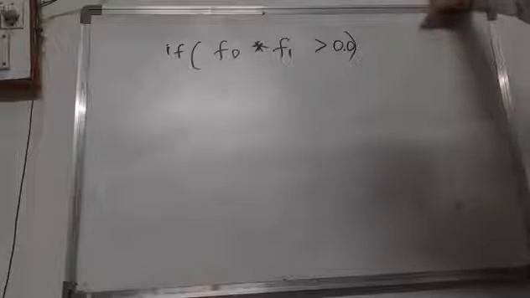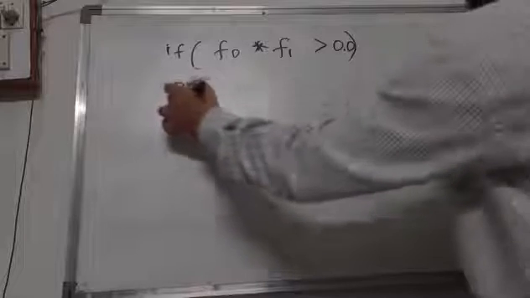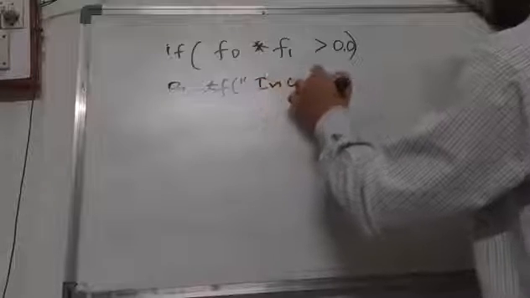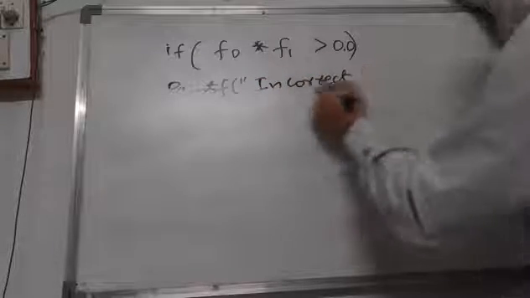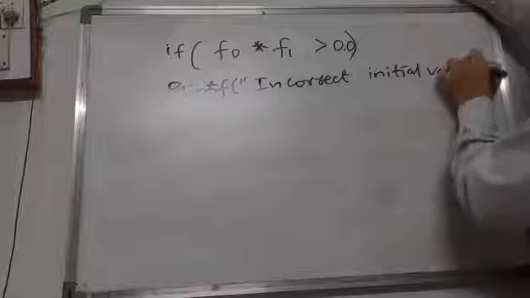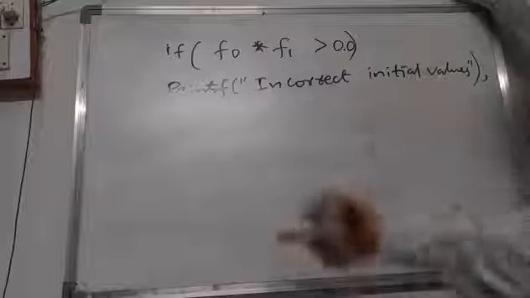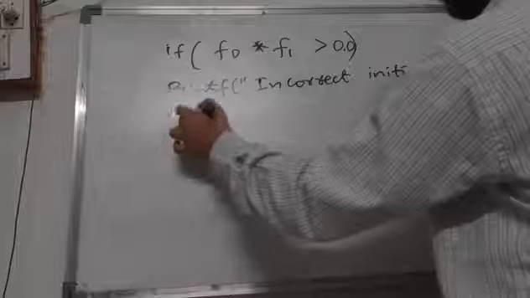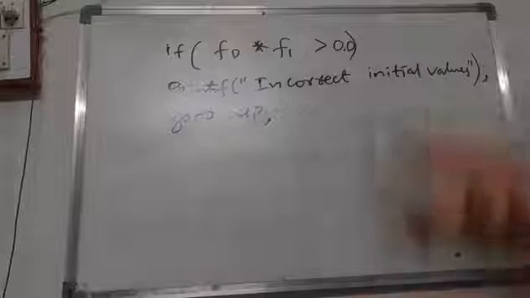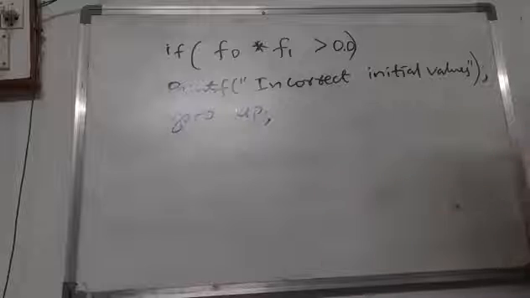Okay, next, what you have to do is use printf. In this printf function we have to say the entered initial guesses are incorrect: the initial values you have taken, x0 and x1, are incorrect. So what you have to do is go up again to the label we have given, reach that label, and enter the initial values x0 and x1 again. That's what it is saying.